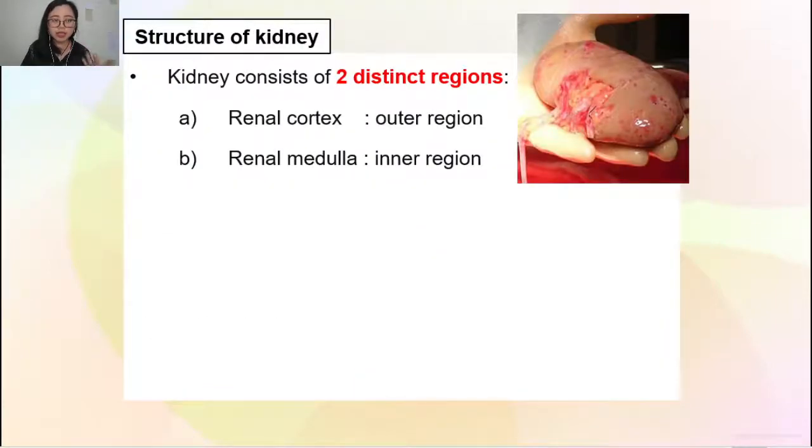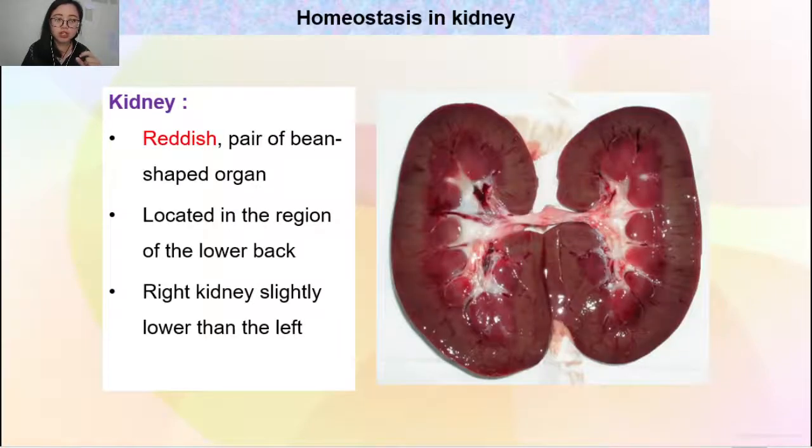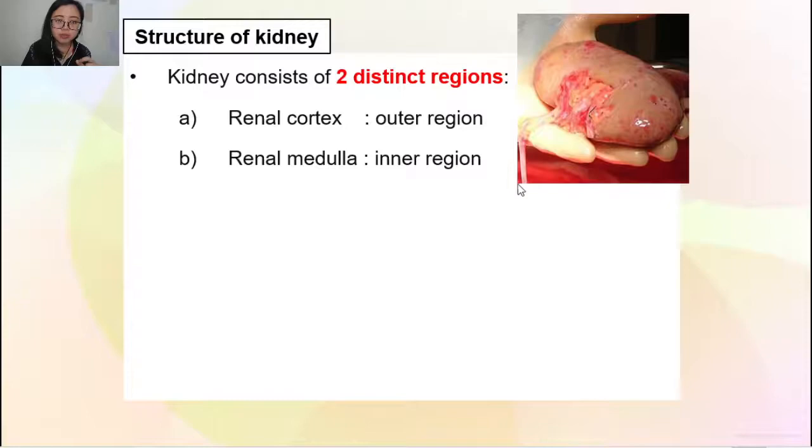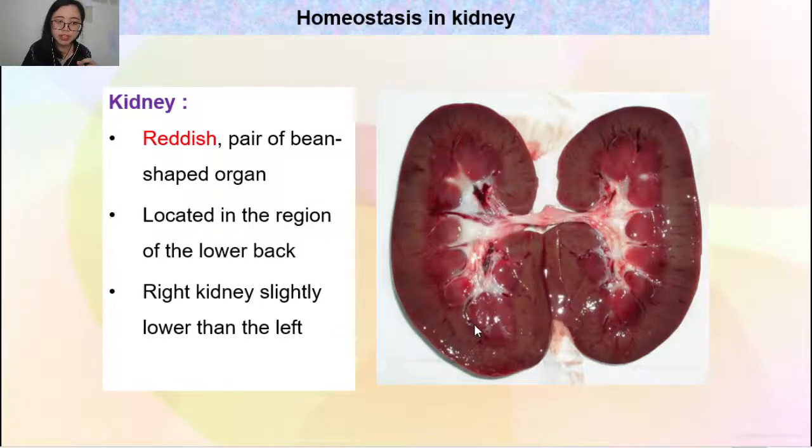Now, when we look at the kidney, you can look at the structure here and also relate it to what you remember. The kidney will consist of 2 distinct regions. Ya, ada 2 part dalam kita punya kidney. Ada region which is called the renal cortex, which is the outer region, and the renal medulla, which is the inner region. So I think here you can see the renal cortex, which is the brownish part, and the renal medulla is the more reddish part.